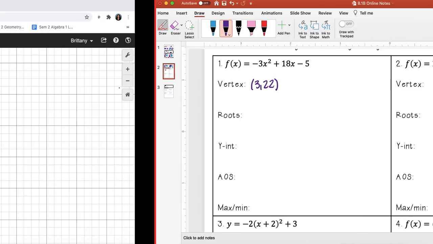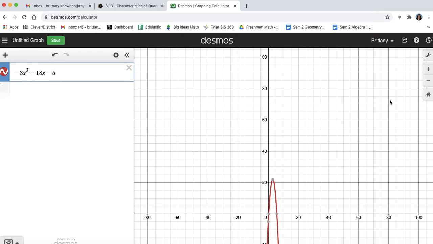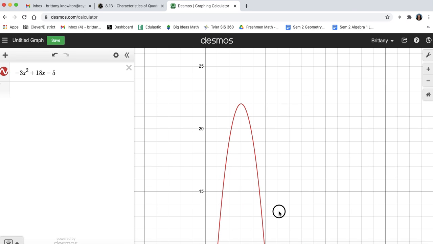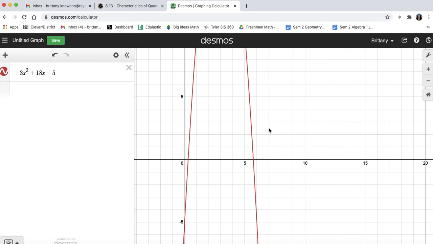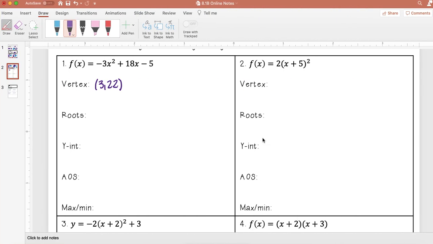Next, I want to know my roots. So again, I know that's where my x-intercepts are at. So I'm going to go down. I want to see where this crosses the x-axis. And so I see it's here and here. So to get what those actual coordinates are, you just need to click on it twice until it turns black. And so I see my roots are 0.2920 and 5.7080.